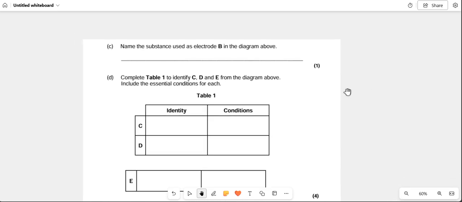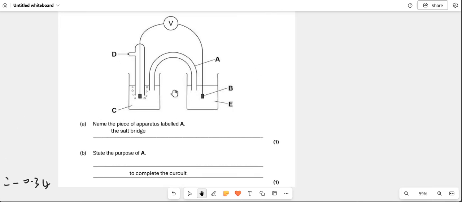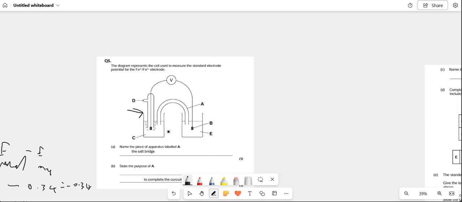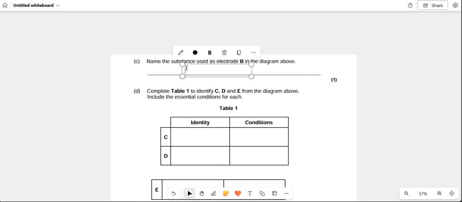Name the substance as electrode B in the diagram above. Obviously, you've got a standard electrode going on the left, which means that's a different phase. Whenever you've got a different phase, like you've got a gas going into aqueous, that's obviously going to be platinum. You have to use platinum, so always just remember that. So obviously this is a platinum electrode.